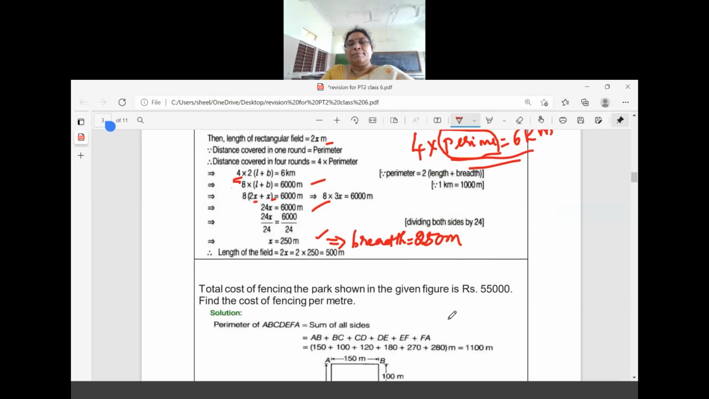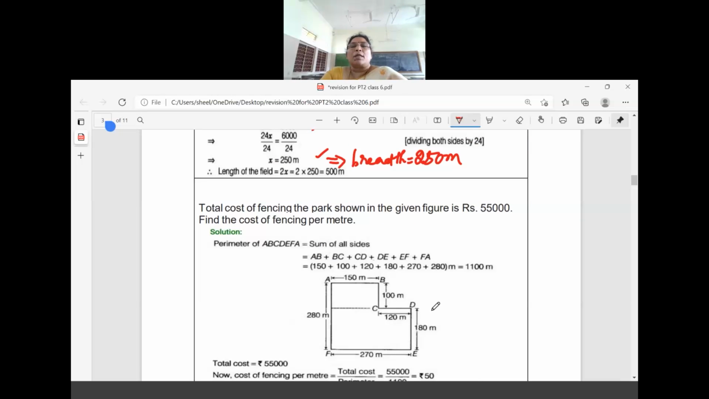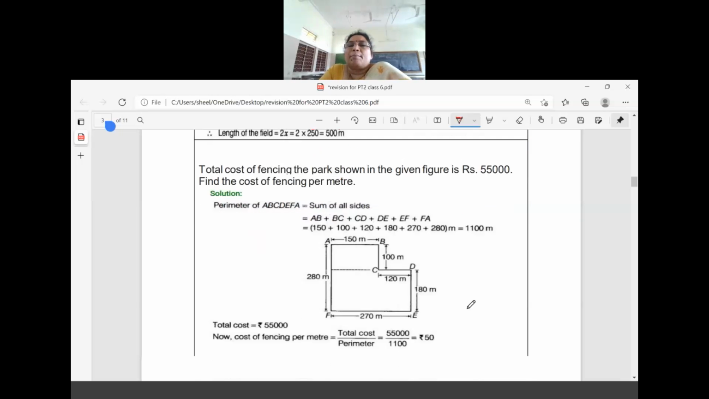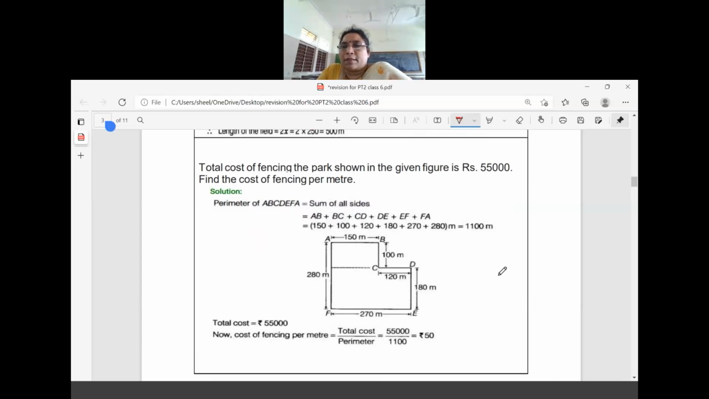Now the next question. Total cost of fencing the park shown in the figure is 55,000. Find the cost of fencing per meter. Now fencing is there. Fencing means it's a perimeter only. So here one diagram is shown that it's not an exact rectangle. If you want, you can divide it and say that we can form two rectangles. But here we want perimeter only. Perimeter means outside boundary length only. So we have to calculate the sum of all the sides.